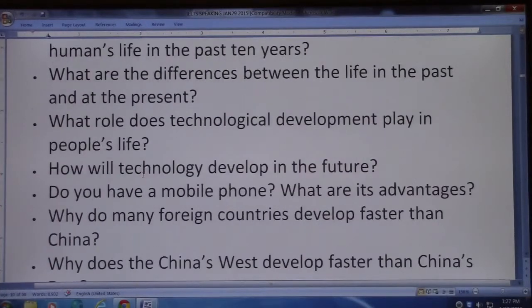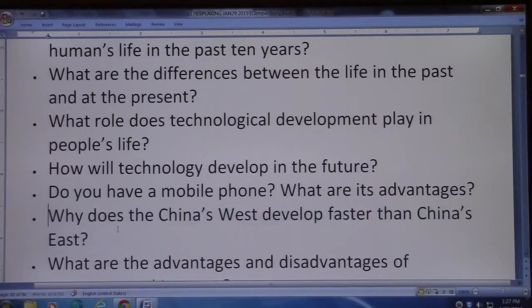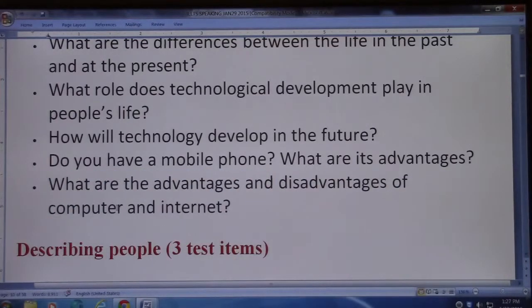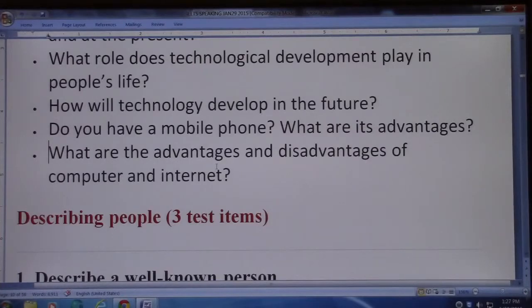The role of technology. How will technology develop in the future? Do you have a mobile phone? What are its advantages? Why do many foreign countries develop faster than China? Well, this is not a good question because it's highly specific. Why does China's West develop faster? Again, if you say, for example, I'm from China, they might ask you this question. What are the advantages and disadvantages of computers and the internet? Yeah. They might ask you about advantages and disadvantages of something else.